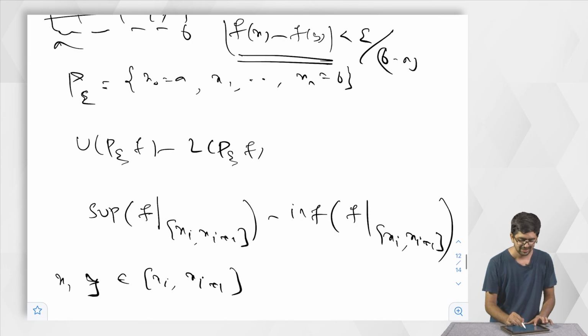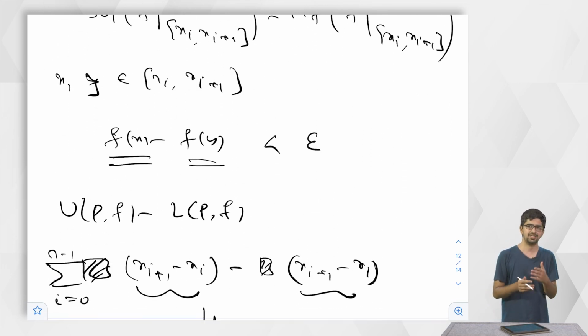So what does this say? This says continuous function is integrable. The same idea works with monotone functions also.